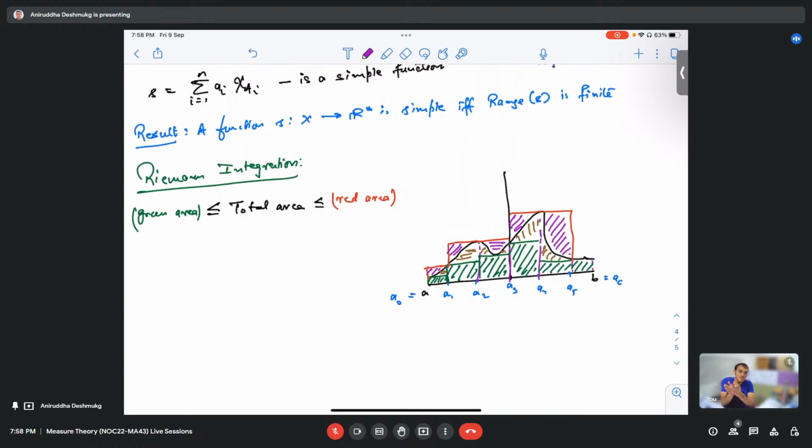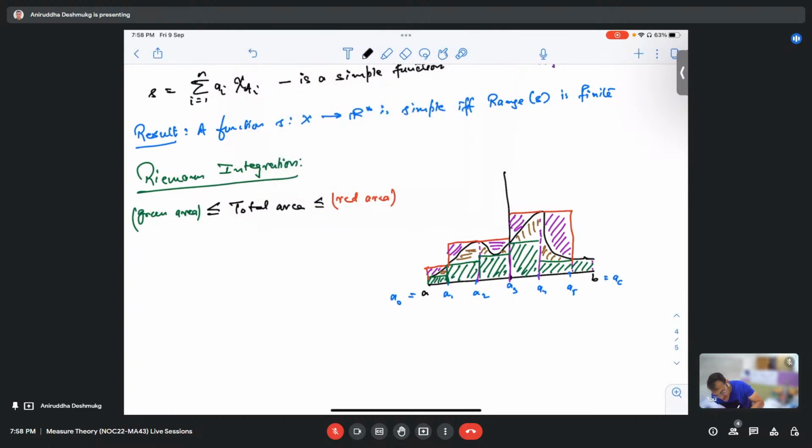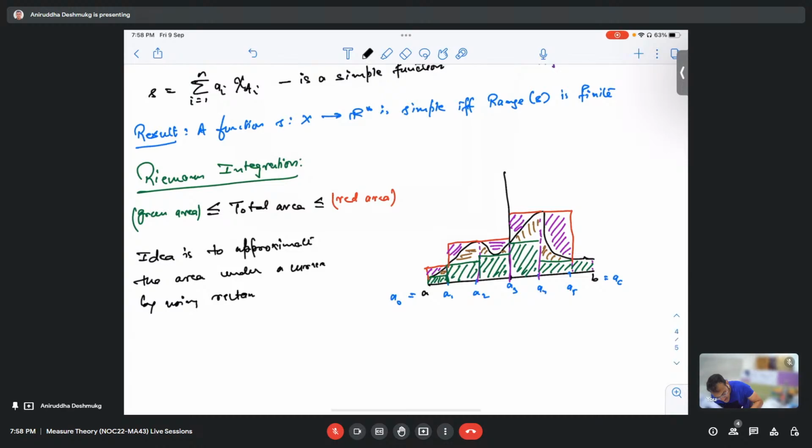So how to get rid of these extra portions? Let us make the partition even finer. Then we can reduce that extra area, and we can include more area from below, right? Yes, sir. That is the idea. So the idea is to approximate the area under a curve by using rectangles from below and from above.